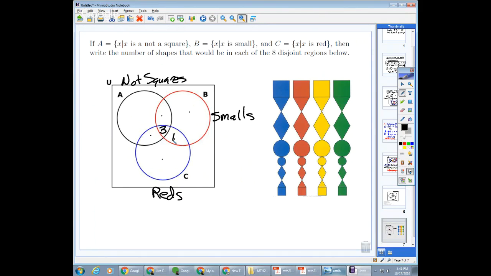All right, let's see. How about this other lower crescent over here? How would you describe shapes in that crescent? Yeah, they're definitely red and they're not squares. Okay. Yeah, it doesn't say anything about size there. So they could be big, they could be small. So if I'm thinking about red not squares, well, there's 1, 2, 3, 4, 5, 6 of them.